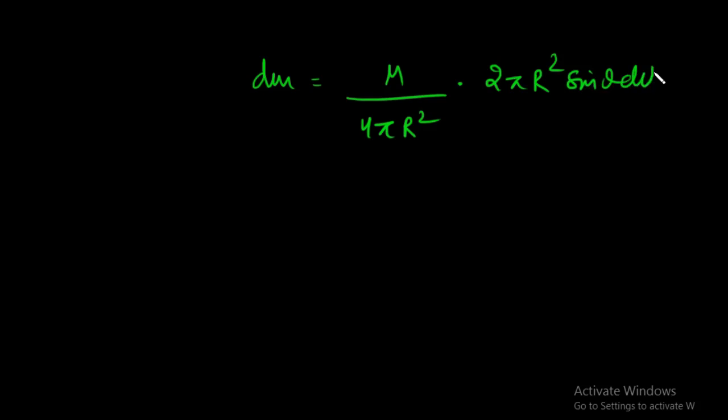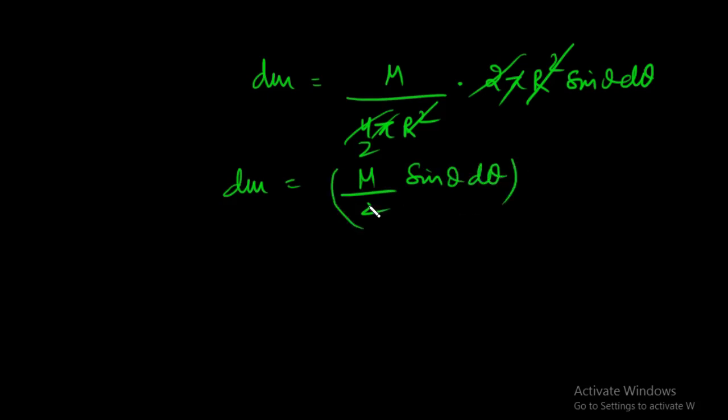So what would be the mass of the ring over here? This would be m divided by 4 pi r squared times 2 pi r squared sine theta d theta. Alright, this cancels out, pi cancels out, and this cancels out. So we are left with dm equal to m by 2 sine theta d theta. Alright, we have dm as this.